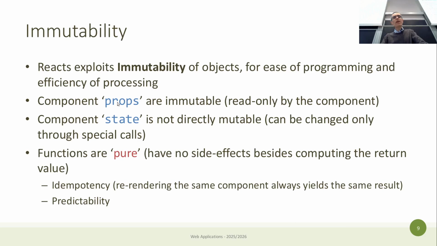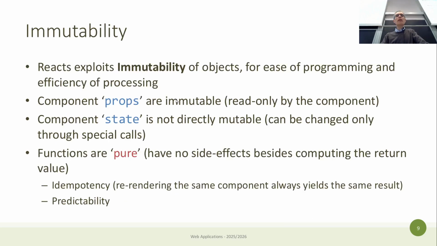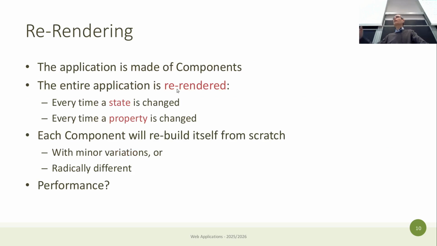Basically, since the function you saw before can be a function of a state or props, React tracks the change of props and state, and it decides what parts of the user interface need to be re-rendered, and then it applies these changes, okay?